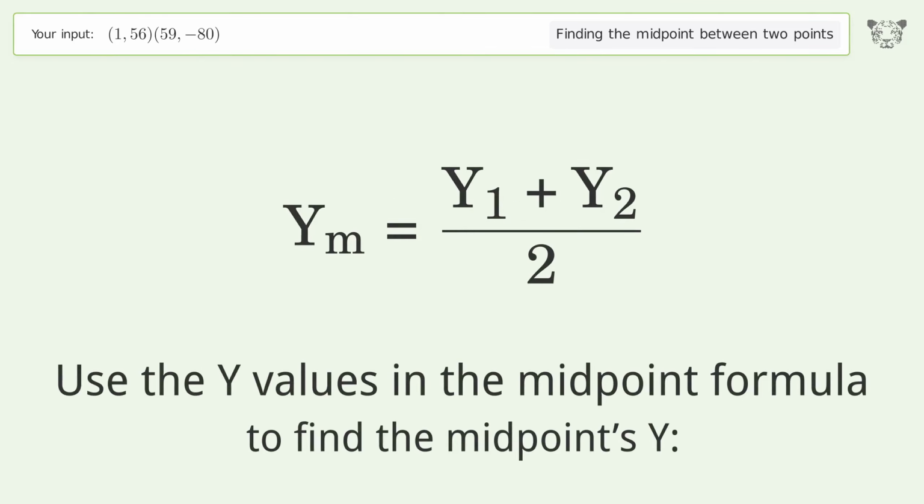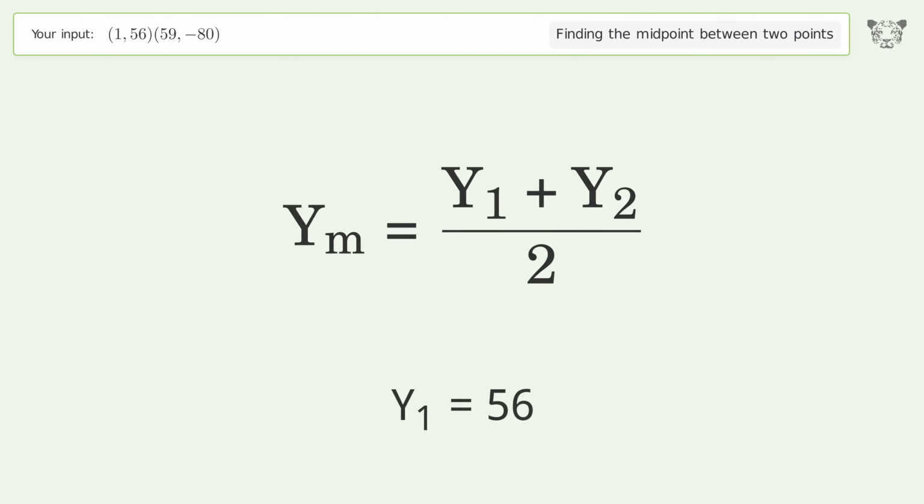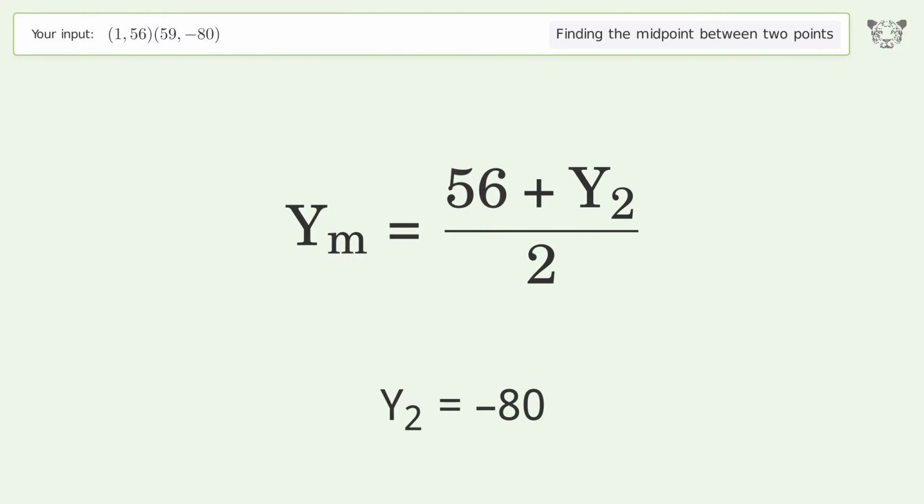Use the y values in the midpoint formula to find the midpoint's y. y1 equals 56. y2 equals -80. Simplify the arithmetic.